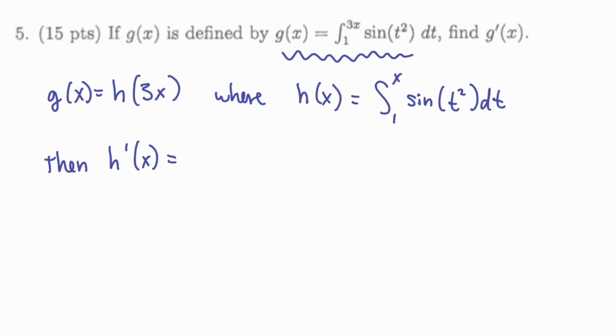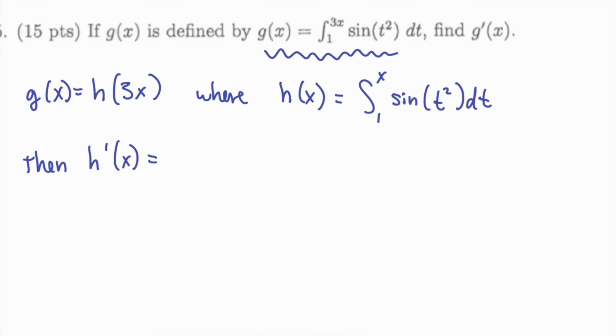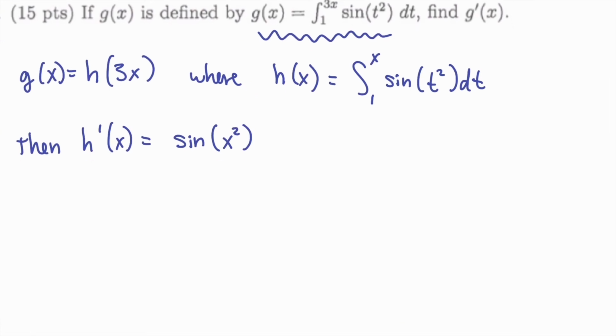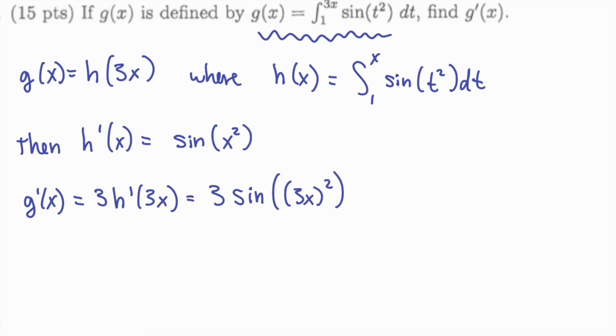Then h prime of x, we can use fundamental theorem of calculus here, which tells us that this is equal to our function with x plugged in. So then if we wanted to find g prime of x, we would want to take h prime of 3x and then use the chain rule to multiply this whole expression by the derivative of what's inside this part here. So this whole thing would be multiplied by 3. So we would have 3 times h prime of 3x. And that's our final answer.